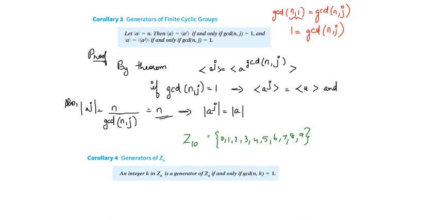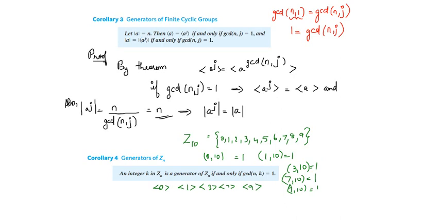So 0 and 10, GCD is 1. 1 and 10, GCD is 1. 2 and 10, no. 3 and 10, GCD is 1. 4 and 10, no, it is not 1. 5 and 10, no. 6 and 10, no. 7 and 10, GCD is 1. 8, no. 9 and 10, GCD is 1. So which numbers have GCD 1? 1, 3, 7 and 9. So these are the generators of that group Z10.